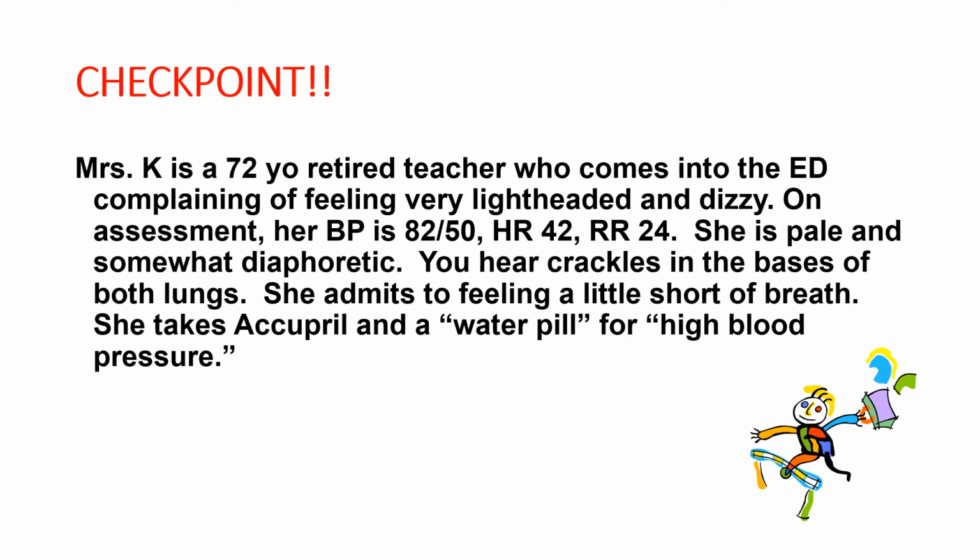Okay, so let's do a checkpoint. Mrs. K is 72 years old, a retired teacher who comes into the ED complaining of feeling very lightheaded and dizzy. On assessment, her blood pressure is 82/50, heart rate is 42, and respiratory rate is 24. She's pale and somewhat diaphoretic. You hear crackles in the bases of both lungs. She admits to feeling a little short of breath. She takes Accupril and a water pill for high blood pressure. So would you say she's stable or unstable, and what would make you think that she would be either stable or unstable?